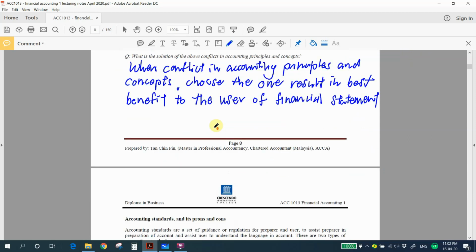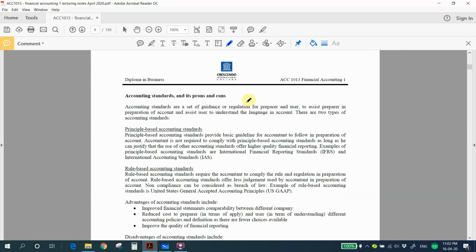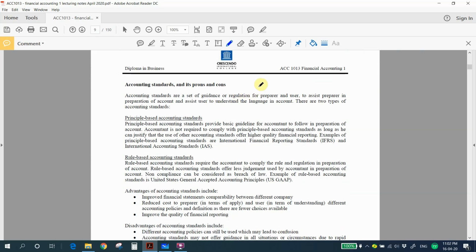Next, in the next section we are going to discuss what an accounting standard is and the pros and cons of accounting standards. So what is an accounting standard? An accounting standard is a set of guidance or regulation for the preparer or user, to assist the preparer in the preparation of accounts and to assist the user to understand the language in accounting.